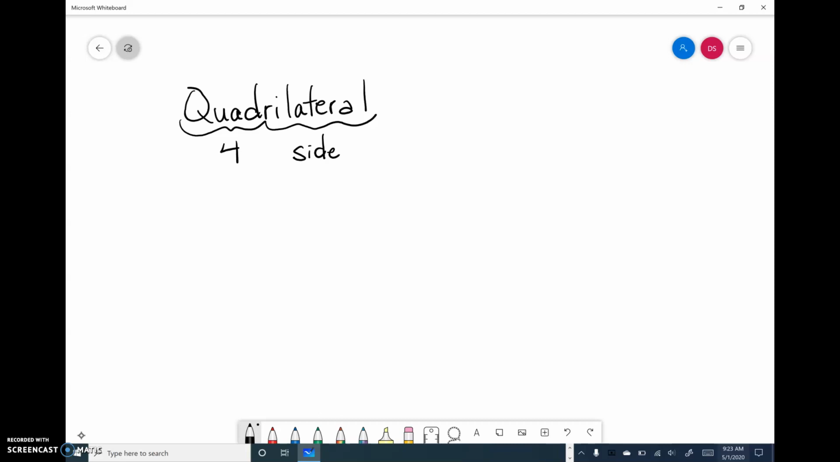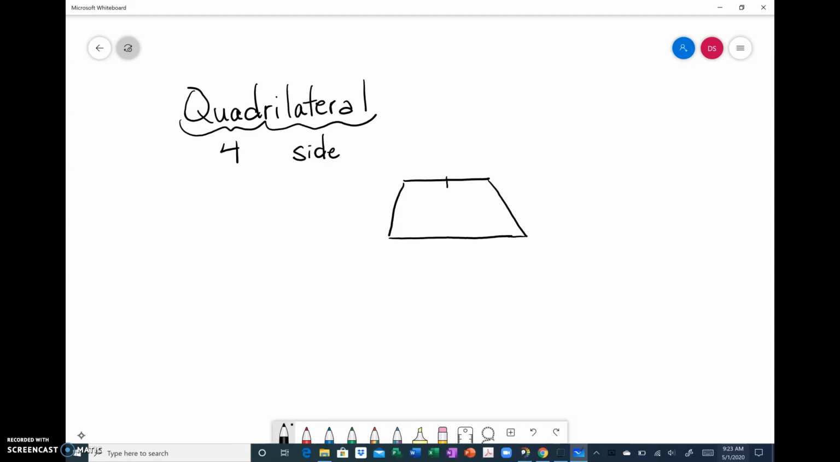The first one that we have is a trapezoid. A trapezoid is a quadrilateral with only one pair of parallel lines. A parallelogram is the second one. We're getting more specific with each one. A parallelogram has two pairs of parallel sides.